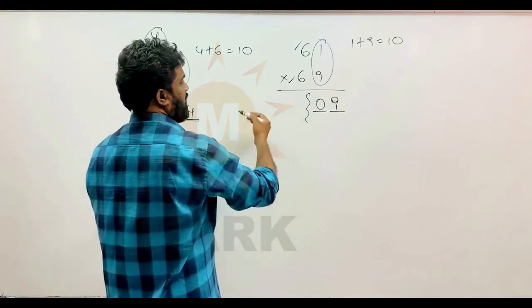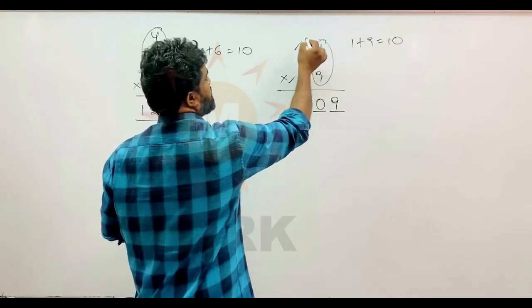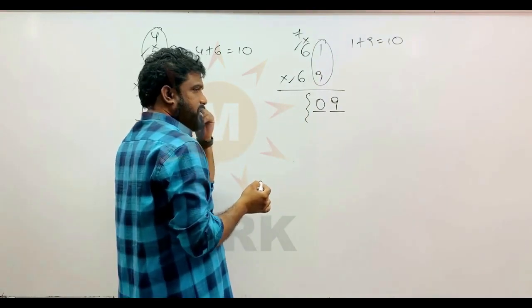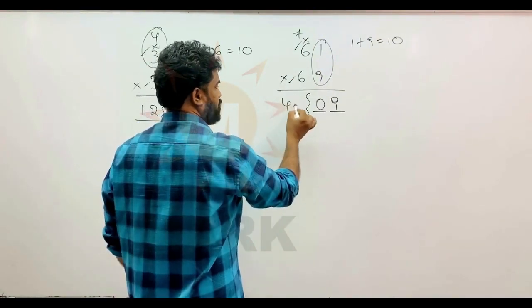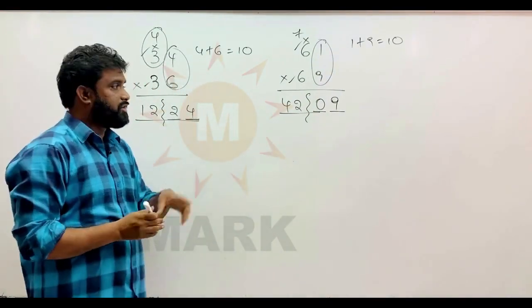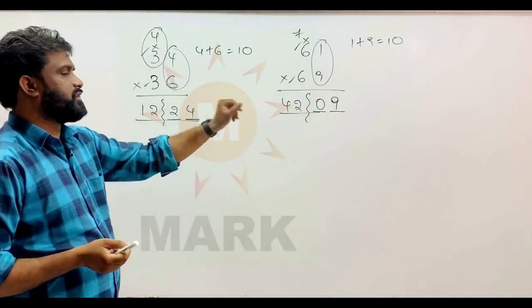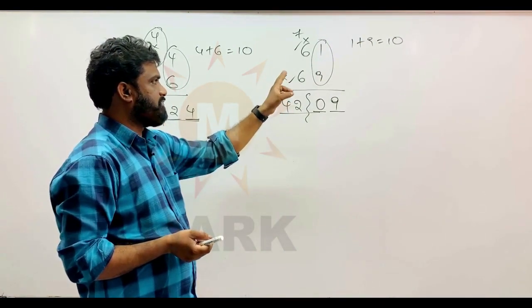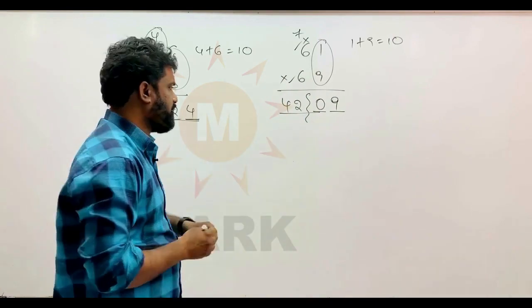So now coming to the left part, this number, what is the next number of 6? Next higher number of 6 is 7. What is 6 into 7? 42. So your answer is 4209. So 4209 is the product of 61 and 69. You can check in your calculator if you want.